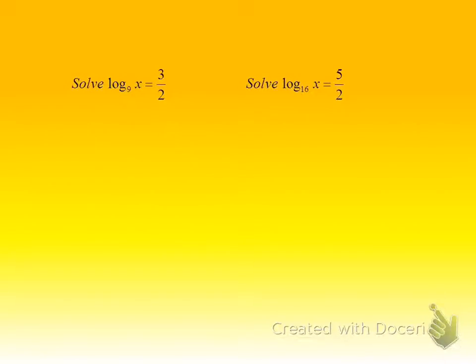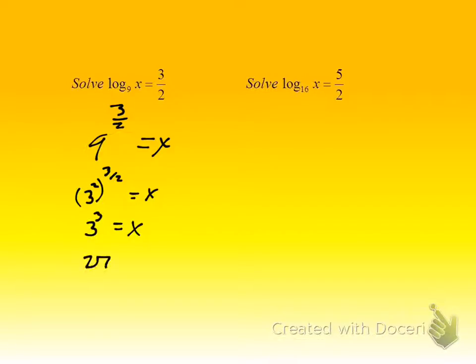All right, so next. The second one: solve log base 9 of x equals 3 halves. It's kind of the same process every time: you switch them. So 9 to the 3 halves power equals x. 9 is 3 squared. The squares cancel, so you're left with 3 cubed, which gives you 27.